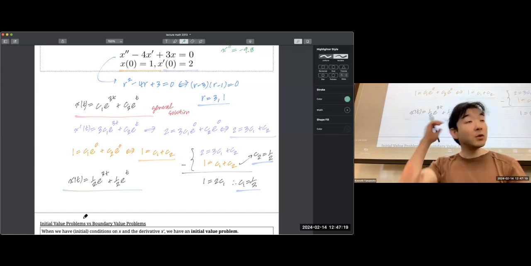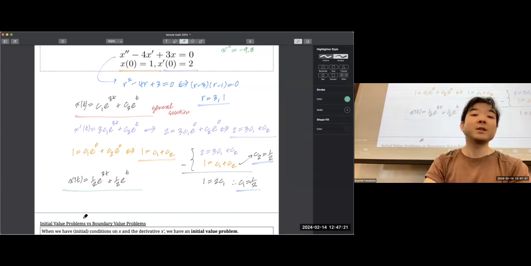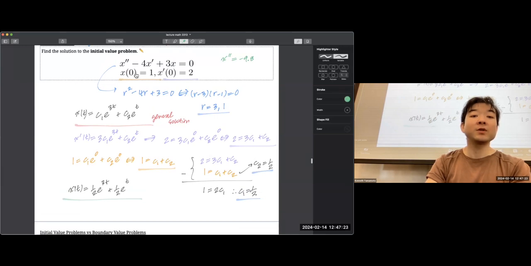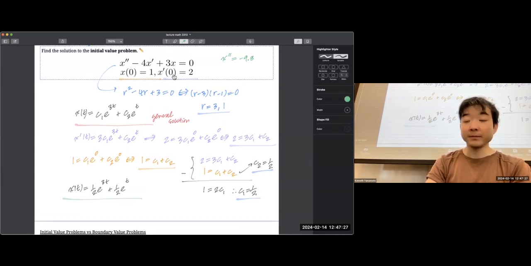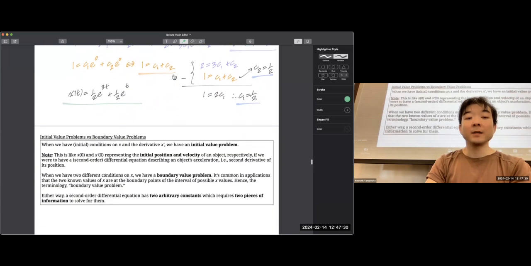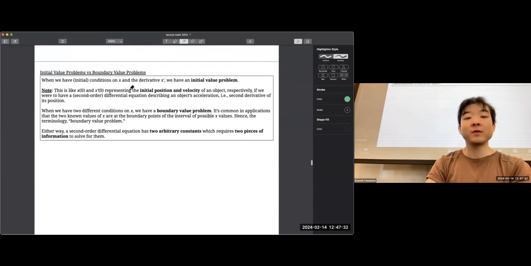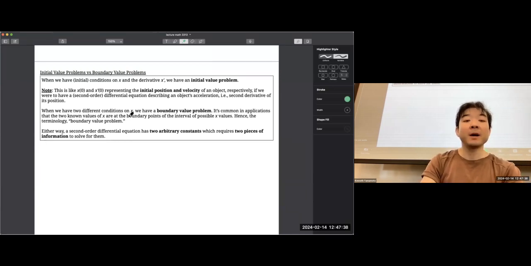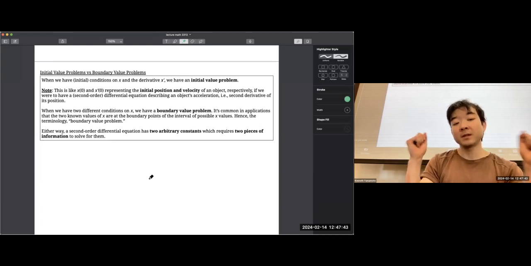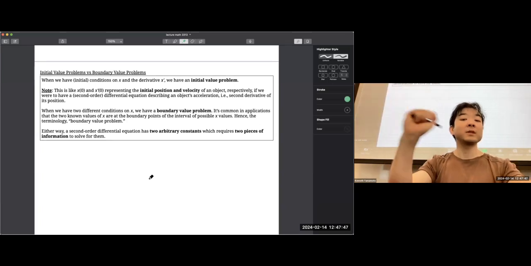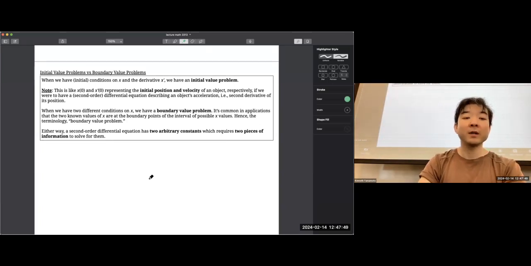You need two initial conditions, and they usually give you it for the function and its derivative. That's called an initial value problem for second order equations. You may have boundary value problems where they give you two conditions on just x, but not the derivative. Maybe you're just saying find a solution where this differential equation is satisfied with two known values for x at boundary points of some interval. That's called a boundary value problem.